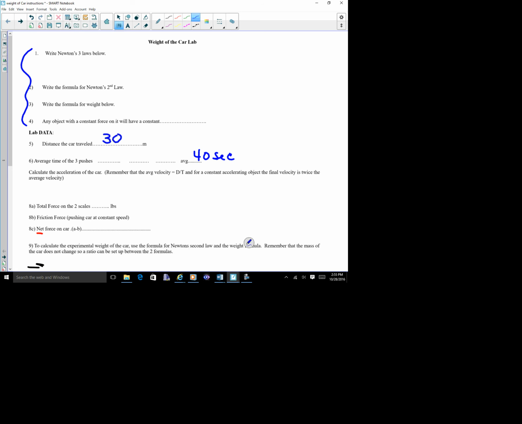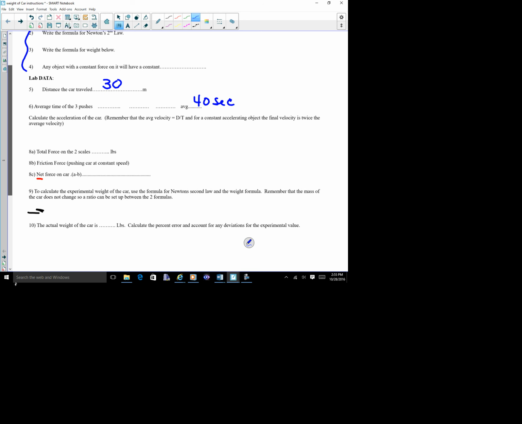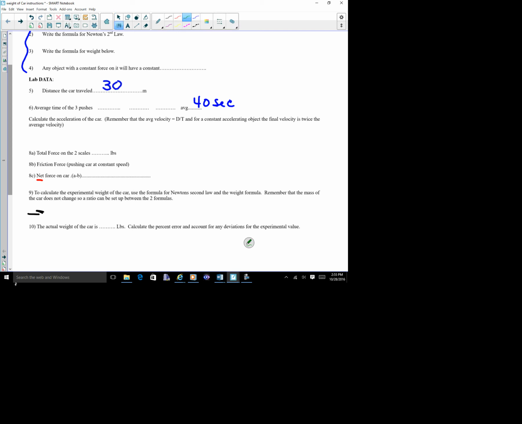Then it says to calculate the acceleration of the car. And remember that the average velocity is distance over time. Well, when we went into the lab and did the Newton's second law lab, we used an equation for acceleration that said that 2 times the distance over t squared was our acceleration. So to get that acceleration of the car, I'm going to put 2 times the distance we went, which was 30, and divide that by my time, 40 seconds here, and square that number. You only square the 40. And that's going to give me an answer of 0.0375 meters per second squared.